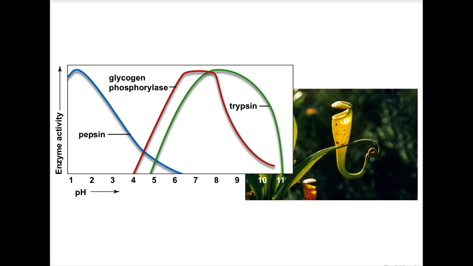Here's an example of a graphical presentation of an optimum pH of our enzymes. So our enzyme pepsin, which is represented in the blue, has an optimum because of the peak, pH of close to 1, whereas trypsin or glycogen phosphorylase have optimum pHs at higher values, at approximately 7 for glycogen phosphorylase and at approximately 8 for trypsin.